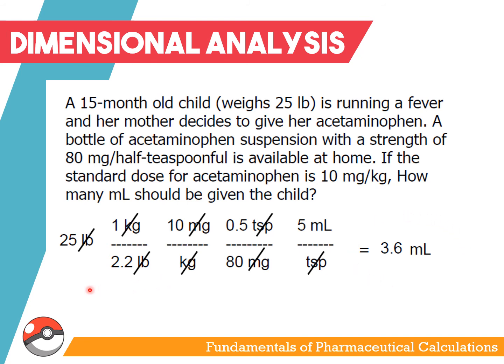Okay, so take note that the units are cancelled except for ml. Why? Because the units can be found at the numerator and the denominator. So since this is the case, they can be cancelled. Okay, so lb, lb, kg, kg, mg, mg, teaspoon, teaspoon. So since ml has no other partner in the denominator, it cannot be cancelled, and therefore it is the final unit. Okay.